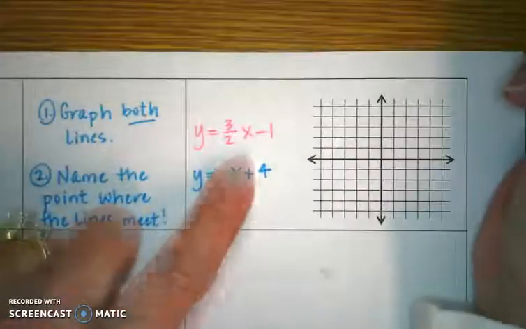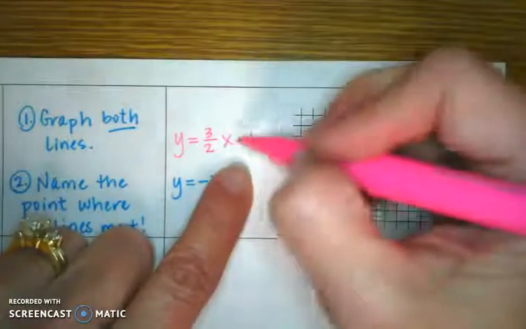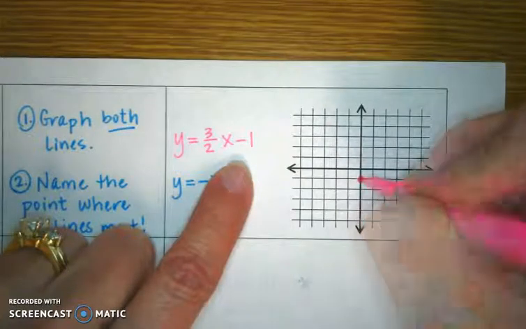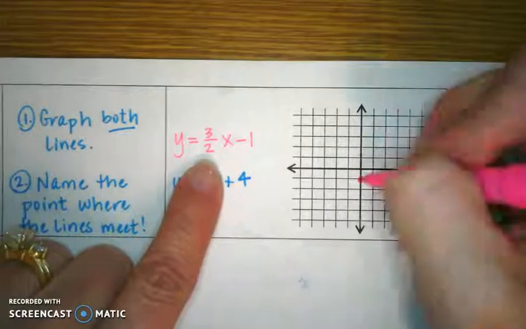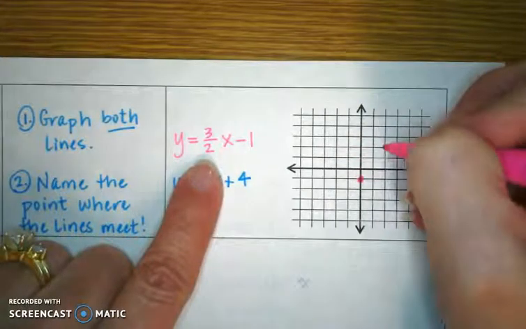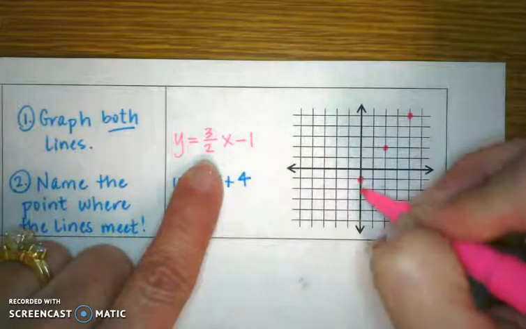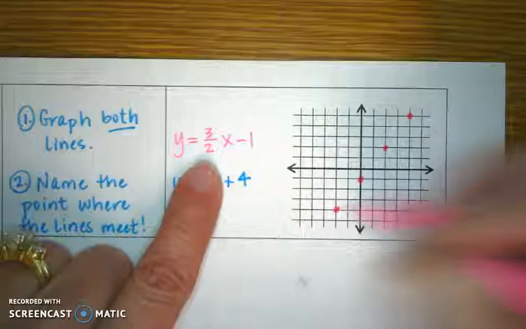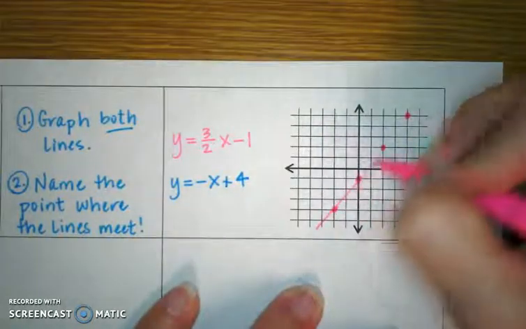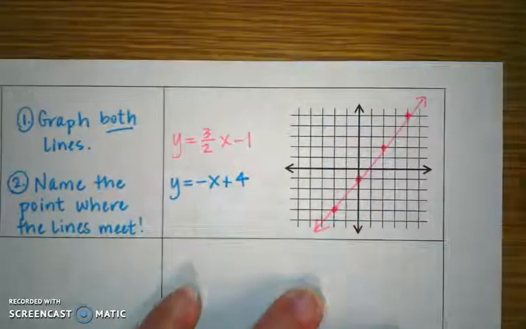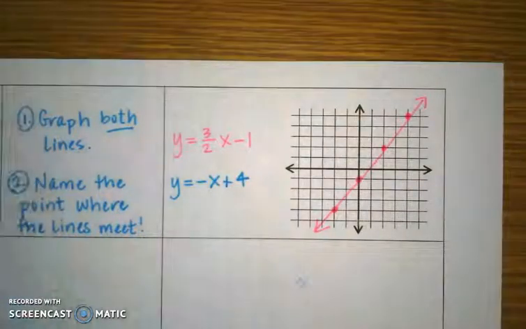All right, so step 1 says that I need to graph both lines. So I'm going to do the pink one first. So remember from our previous unit, the way that we graph is we start with the y-intercept. So I'm going to start at negative 1, and then I'm going to use the slope to rise and run for more points. So I'm going to go up 3 and over 2, or I could go down 3 and left 2. Now, when I draw the line to connect these points, I want it to go all the way across the graph because I have no idea where in the world these 2 lines might meet.